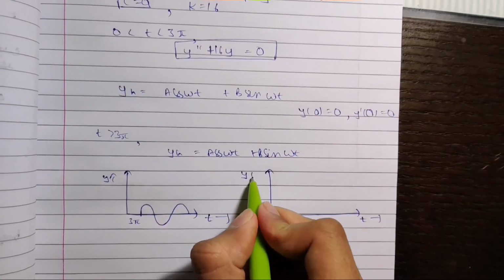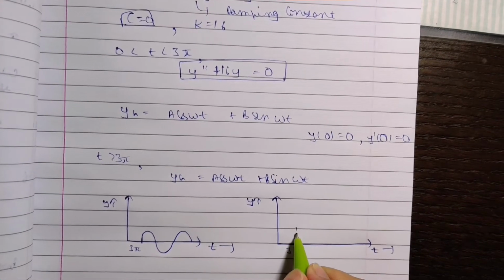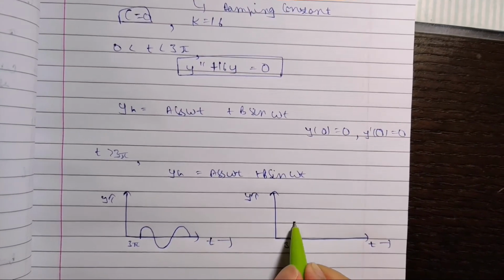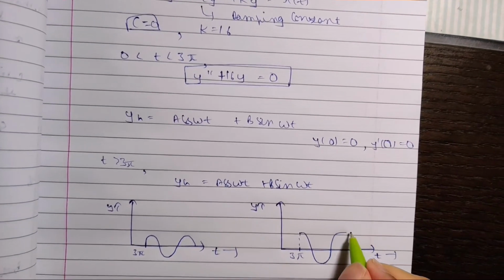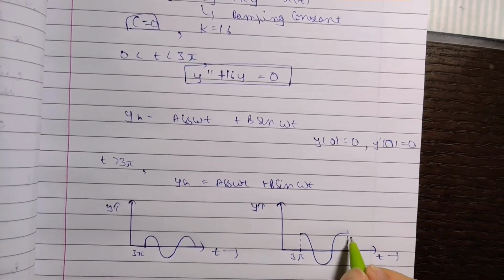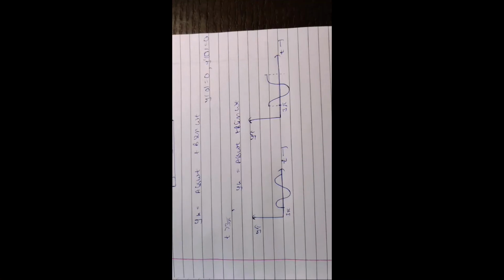Sorry, it's 3 pi. So I just made one cycle, so either it will be a sine function or a cos function.